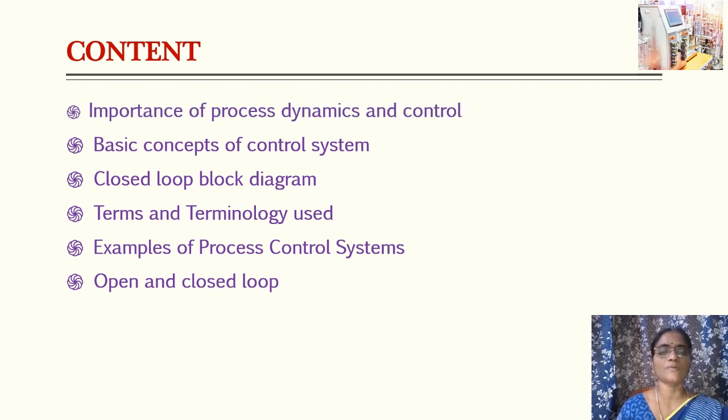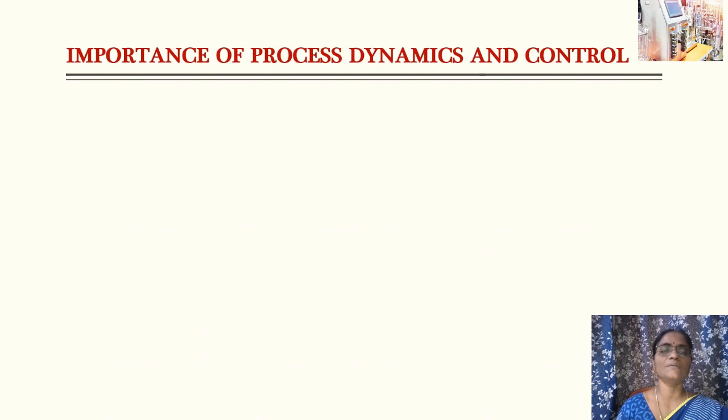The importance of process dynamics and control. What are the basic concepts of control system? What is meant by closed loop diagram? What are all the terms and terminology used in control system? Some examples of process control system. What is the difference between open and closed loop system? So let's begin with the importance of process dynamics and control.